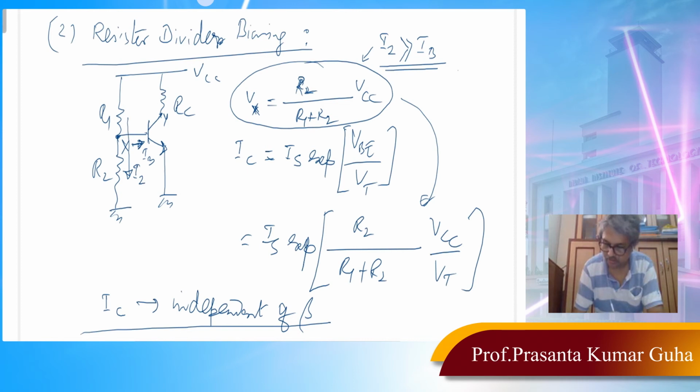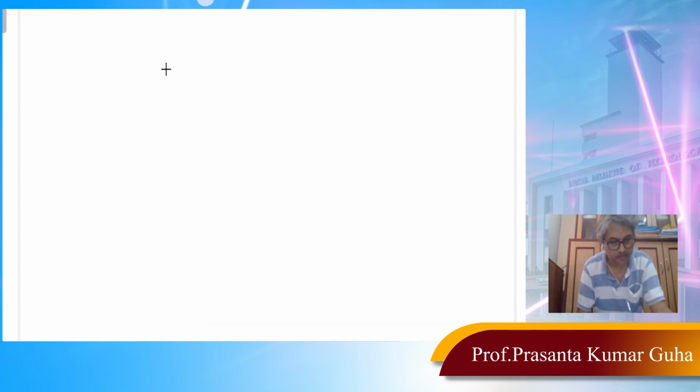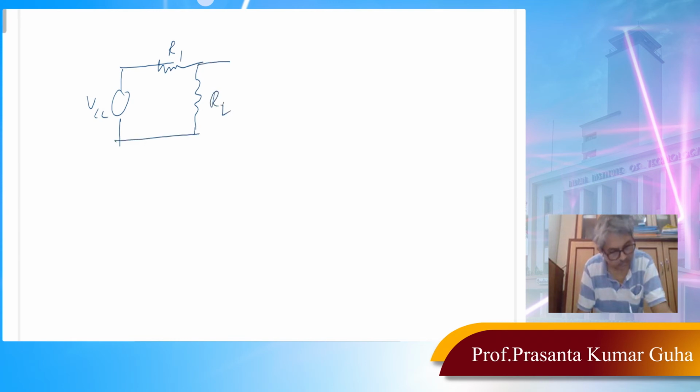Okay, so if I do that, then we will have VCC, R1, R2. So this is your V Thevenin, because we have removed the amplifier and we are measuring the voltage across R2. Okay, so that is V Thevenin.